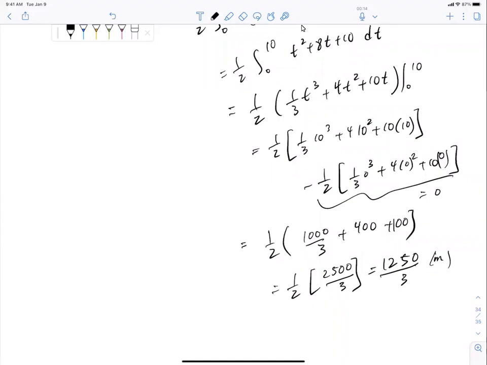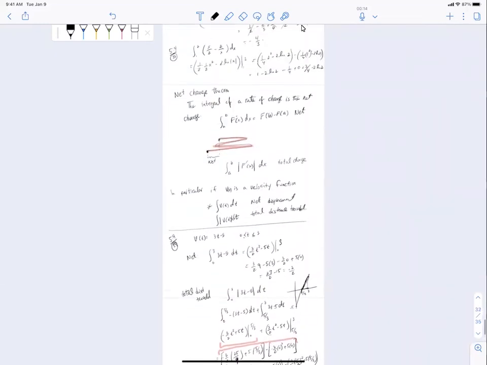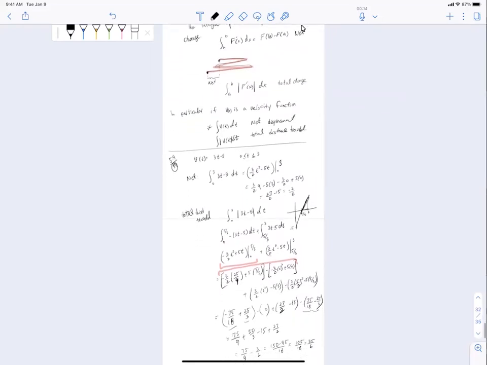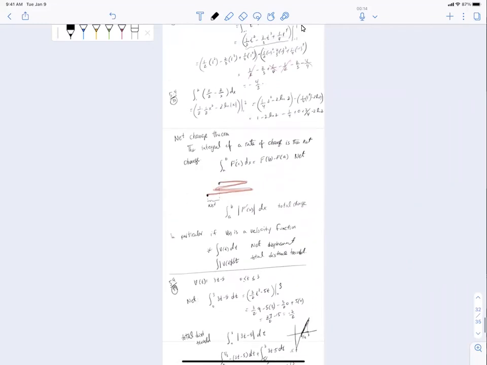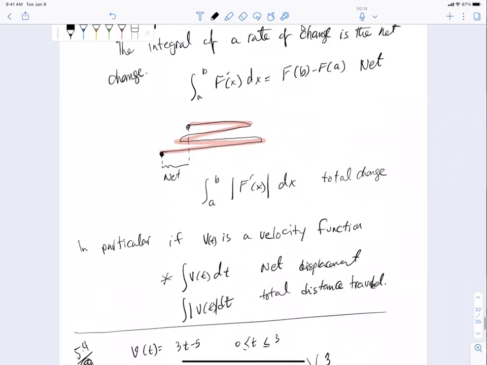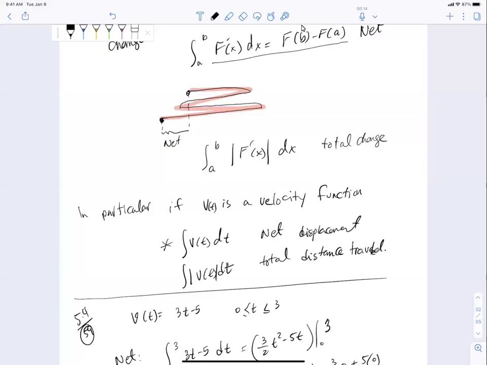That's how you approach this. So I hope this little lecture on this topic and some of the problems we did helped. Remember, net change is the integral of the rate. For displacement, it's the integral of the velocity. For total distance, it's the integral of the absolute value of velocity, to keep everything positive as you're calculating the integral.